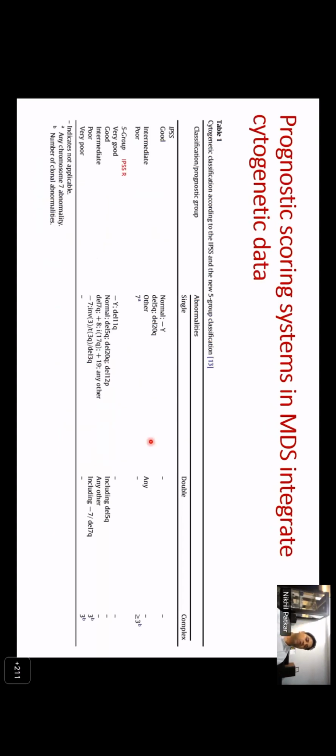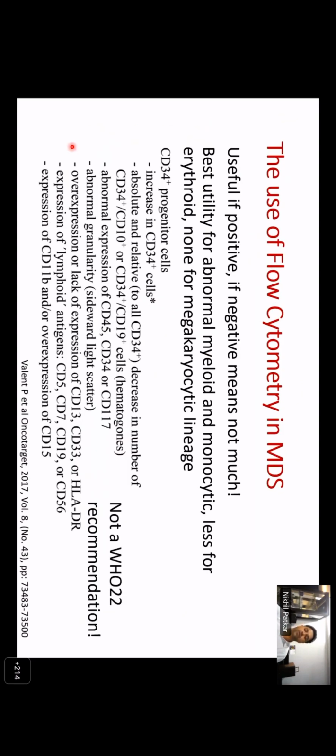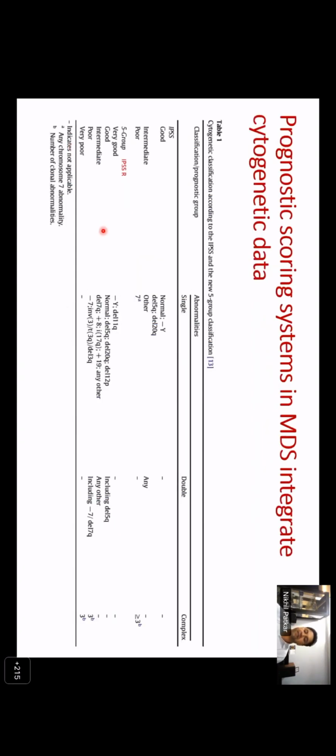In the olden times, a few years ago, you had the IPSS classification, which looked at various factors, including cytogenetics, to risk stratify these patients. This was then superseded by the IPSS-R, or the revised IPSS classification, which, based on these abnormalities, classified these cytogenetic entities into 5 different categories, all of which had diverse outcomes.